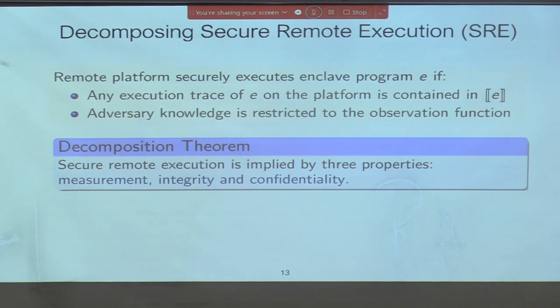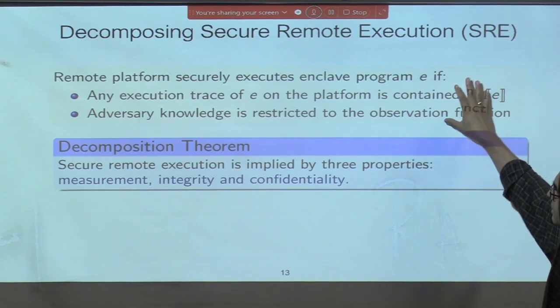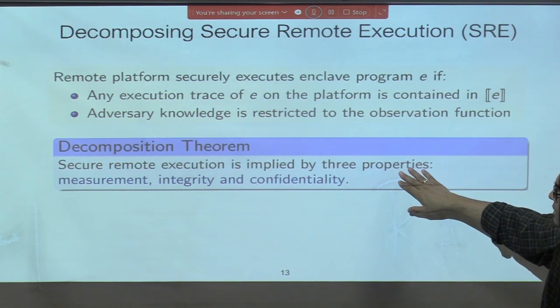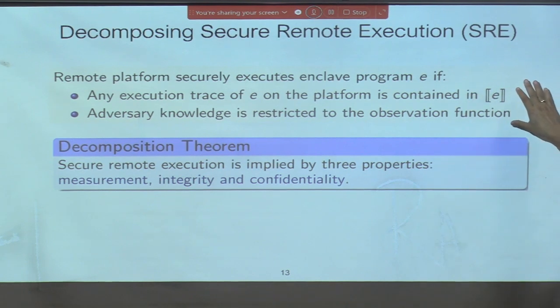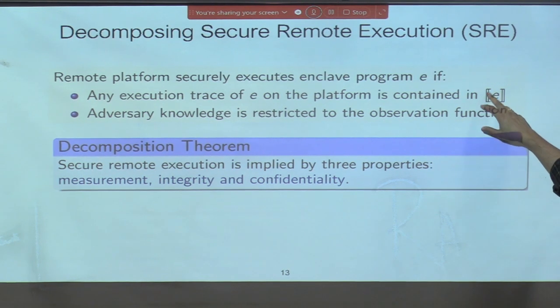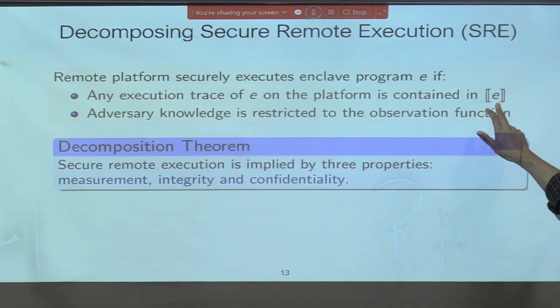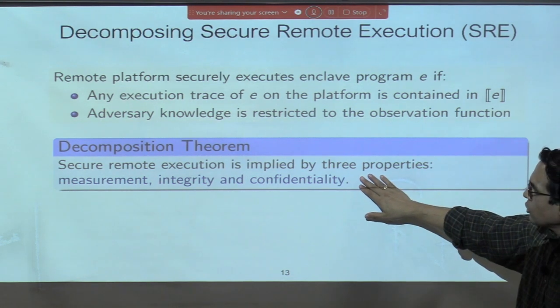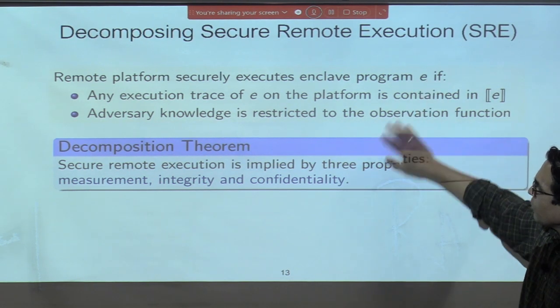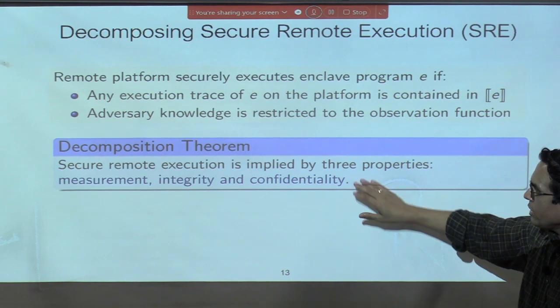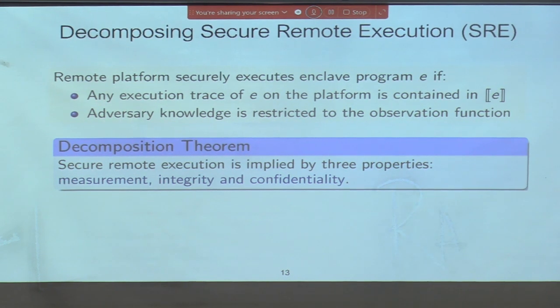So in our CCS 17 paper, what we specified was this property. If you look at this property, it's not something that one can easily verify because it's based on this more abstract notion of a set of traces, like trace containment. I want to check that all executions on this remote platform have to be contained in the valid set of traces on a completely trusted platform. So what we show is that you can actually reformulate that property as a conjunction of three other properties, which we call measurement, integrity, and confidentiality.